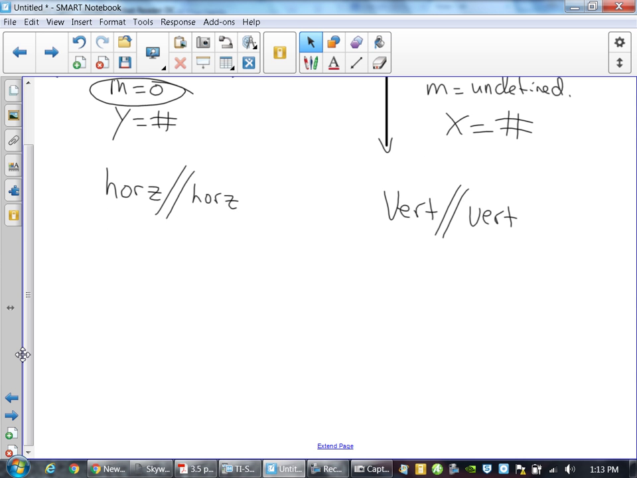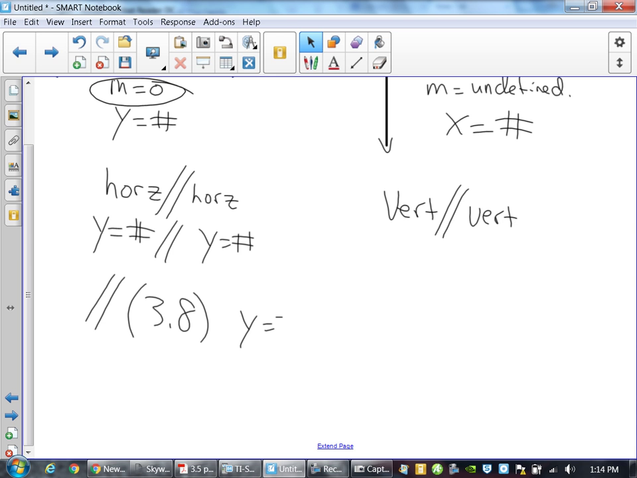And by going through this, when you're writing equations, that means that a y equals something is always parallel to some other y equals a number. Always, always, always. So if we have the example, parallel through point 3, 8 to the equation y equals negative 6, y equals negative 6 is a horizontal line. The reason it's a horizontal line is because it's y equals a number.